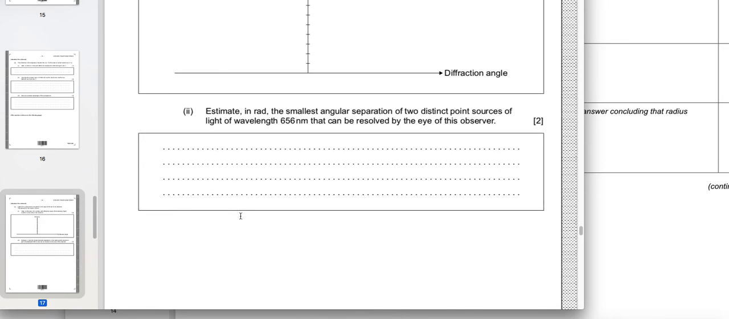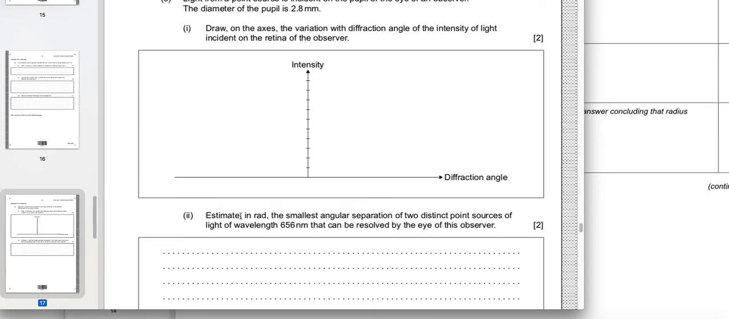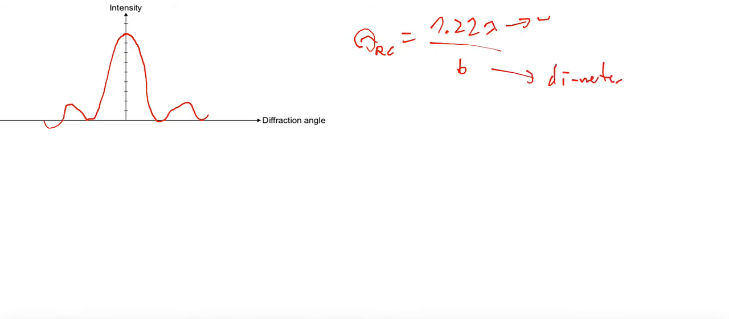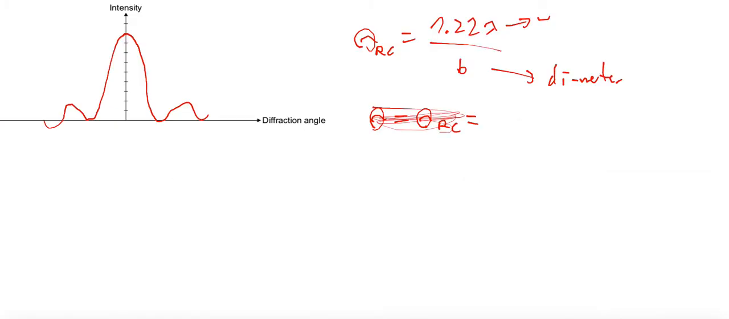Estimate the smallest angular separation of two distant point sources of light of wavelength 656 nanometers that can be resolved by the eye of the observer. Okay, resolved means that the angle of observation must be equal to the Rayleigh criterion, so 1.22 lambda over b is the angle. Lambda is given, b is the diameter of the pupil, which is also given, and this angle must be equal to the trigonometrical angle. They are asking about angular separation, so you don't need to calculate distance, and this is the answer. So the angle must be equal to the Rayleigh criterion, 1.22 lambda over b.